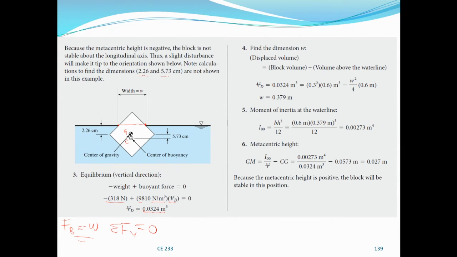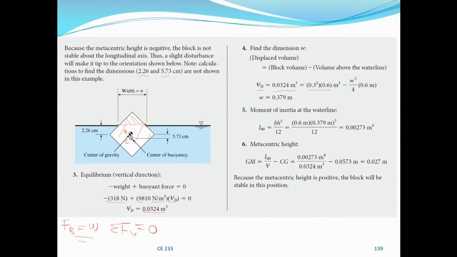The displaced volume, which is the volume below the water line, is going to be the total volume of the block minus the volume above the water line, which is this volume. That will give us the remaining volume. Don't forget, we already have the displaced volume, which we found here. We know the block volume based on its dimensions, that's the total volume of the block, minus the volume above the water line.